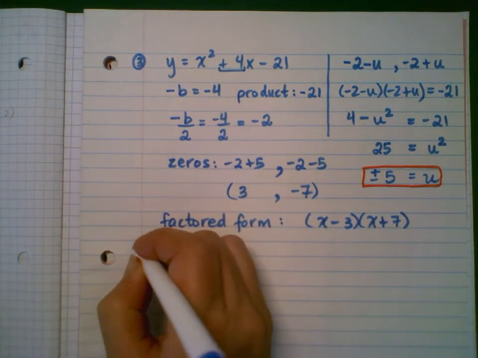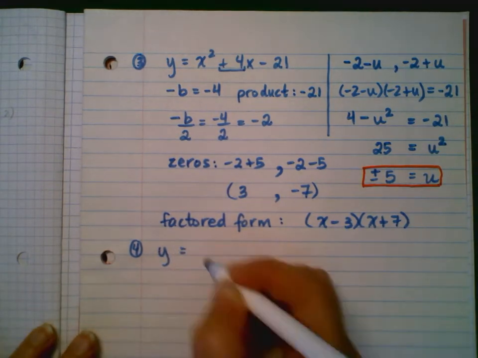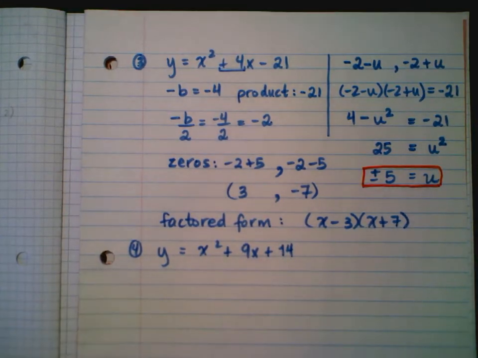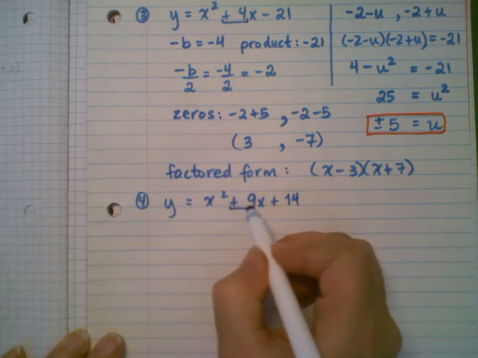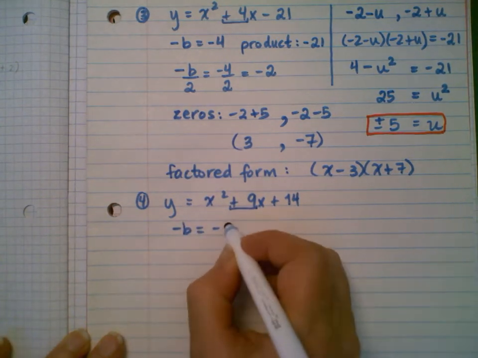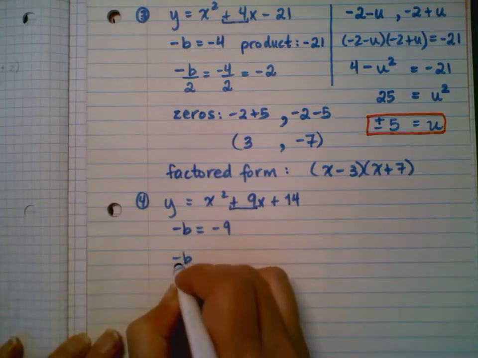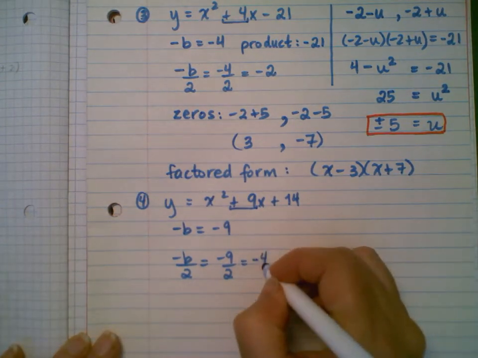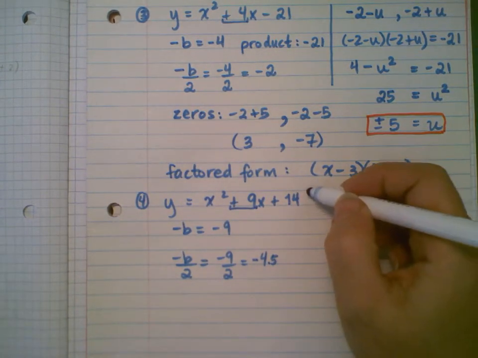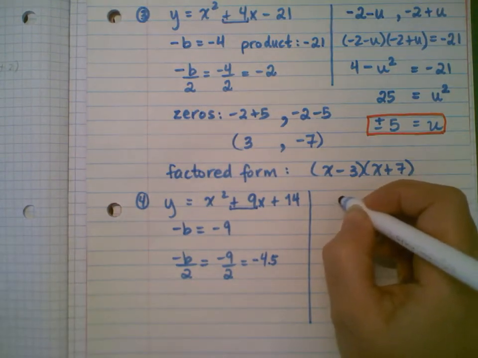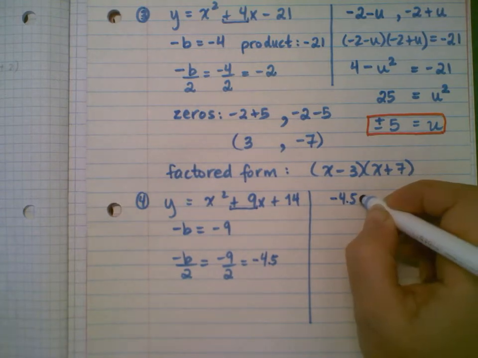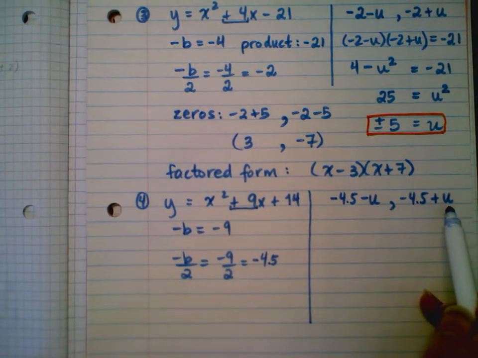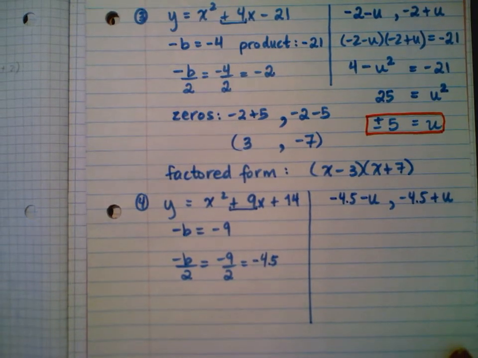Okay, let's look at another one. x squared plus 9x plus 14. So first step, identify that b value and negate it. So it's -9. We're going to divide that by 2 as the next step. So that's -4.5. So already I know that my zeros are going to be located at -4.5 minus u and -4.5 plus u. So some distance to the left and some distance to the right of that line of symmetry at x equals -4.5.